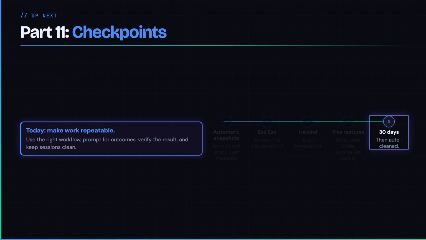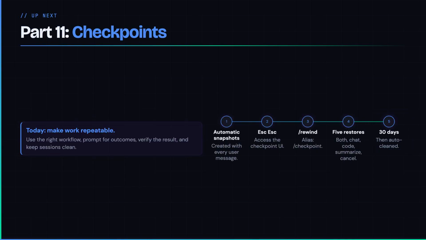You will see 5 restore choices: both conversation and code, conversation only, code only, summarize, and cancel. You will also learn the retention rule. Checkpoints stay for 30 days, then they are auto-cleaned. That makes checkpoints the safety net for everything we learned today. Explore, change, verify, and recover cleanly.